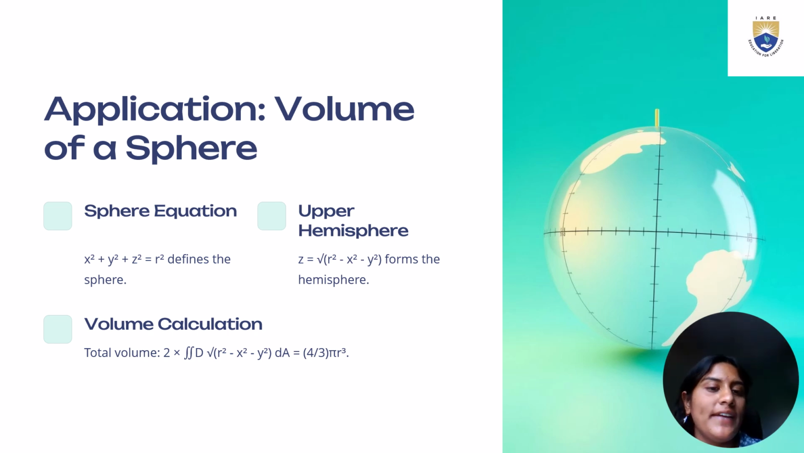We know that the sphere equation x squared plus y squared plus z squared equals r squared defines the sphere. For the upper hemisphere, z equals the square root of r squared minus x squared minus y squared, which forms the hemisphere. Volume calculation is given in the form of 2 times the double integral of the square root of r squared minus x squared minus y squared dA, which equals 4 by 3 pi r cubed.